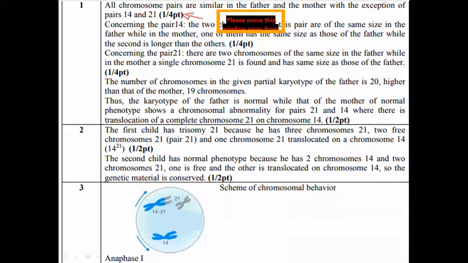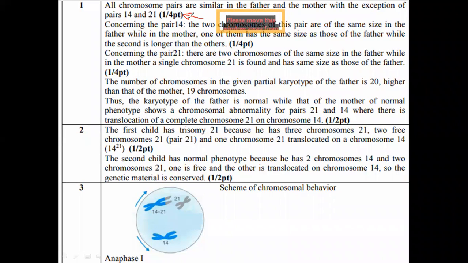So here, in our chromosome number 14, you take the quarter. Another quarter concerning the pair number 21: there are two chromosomes of the same size in the father, while in the mother, a single chromosome 21 is found and has the same size as those of the father. So the number of chromosomes in the given partial karyotypes of the father is about 20.